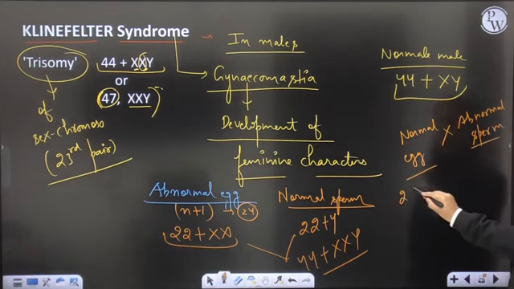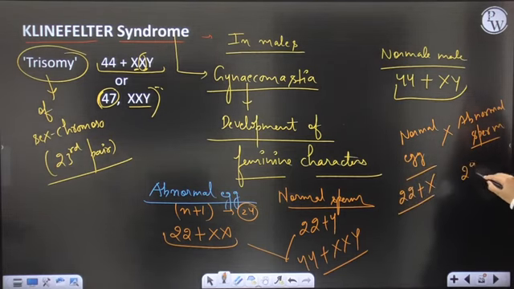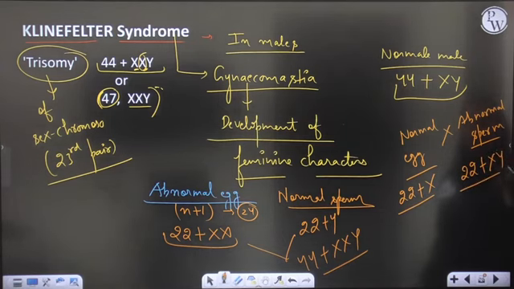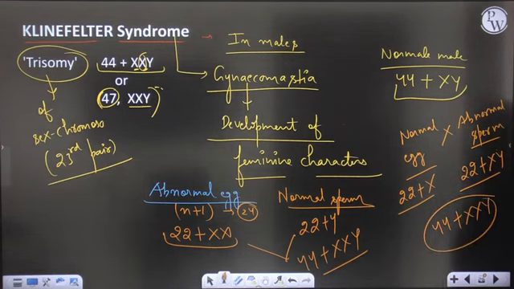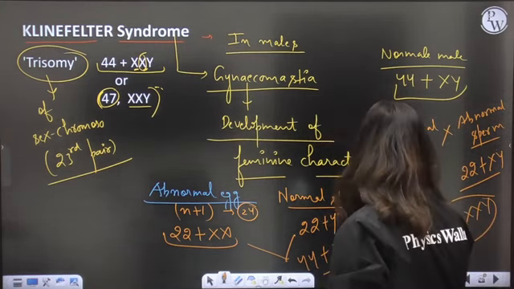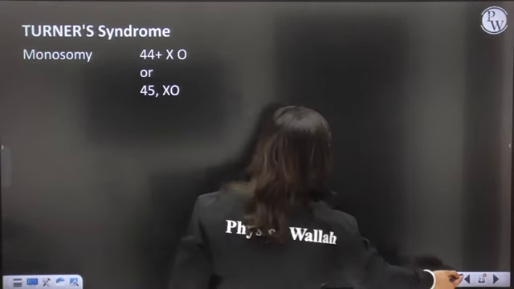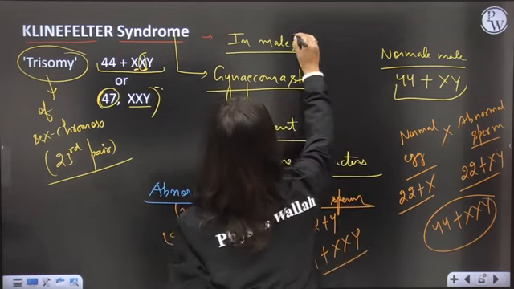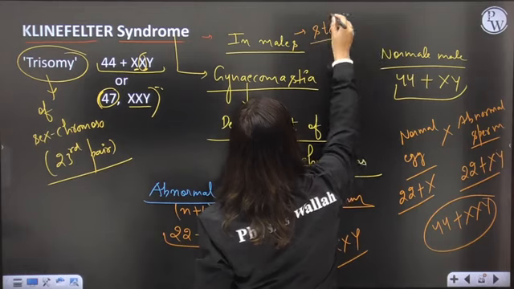Normal egg will be 22 plus X, but the abnormal sperm will be 22 plus XY. Right? Non-disjunction again. So 44 plus XXY. Okay? So this is how Klinefelter syndrome happens. Now, Turner syndrome. And yes, the males affected with Klinefelter syndrome are sterile.